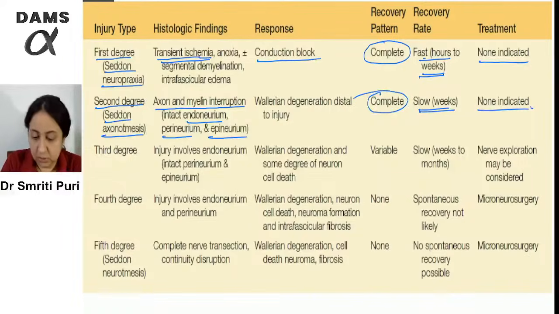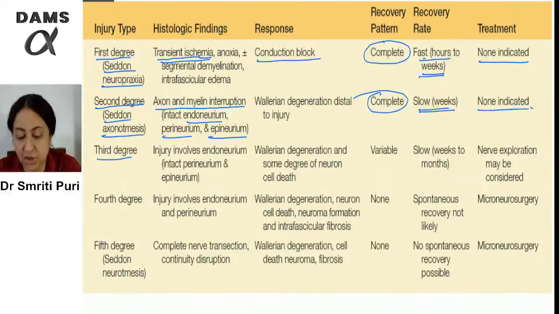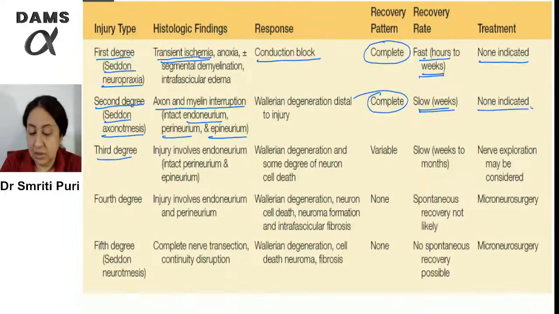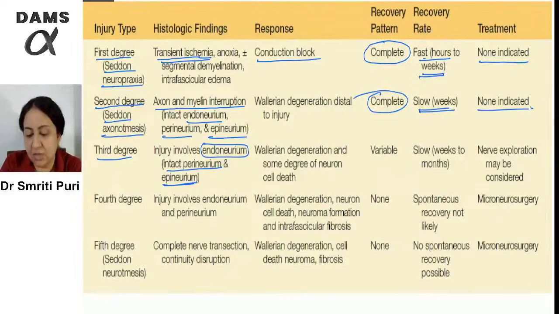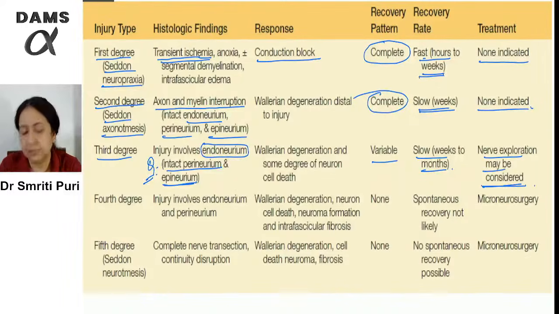Okay. Now, third degree nerve injury. This injury involves the endoneurium. So in first and second degree, the nerve sheath structures are intact. In third degree, there is injury to the endoneurium. However, the perineurium and epineurium are intact. This is important. Okay. Now, recovery pattern is variable. It may be slow. It may take up to months. And nerve exploration may be considered.